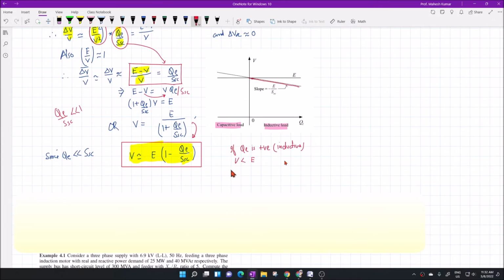However, if QL is negative, it means we basically have a capacitive load. In that case, B is greater than or equal to E. This is called the Ferranti effect.